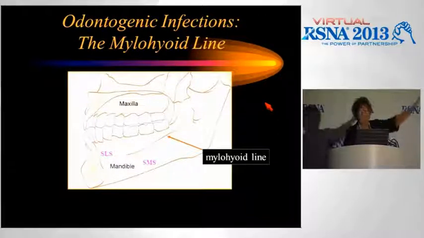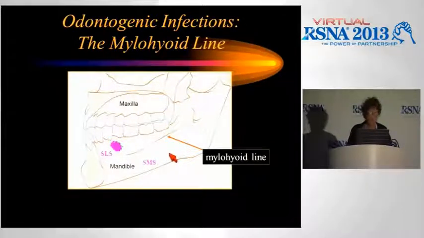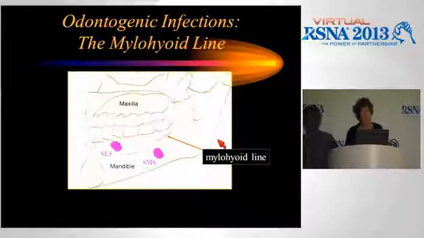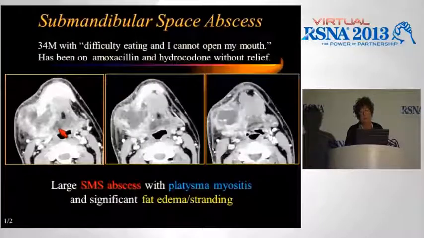So if you have an infection of an anterior tooth, you're going to have a sublingual space abscess. But if you have an infection of the second or third molar roots, which are usually the ones that get infected, you're going to have a submandibular space abscess. So you know where to look. So here is a sublingual space abscess from an anterior tooth, periapical abscess.